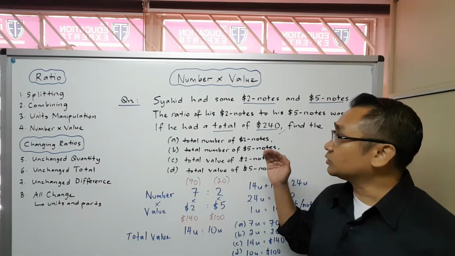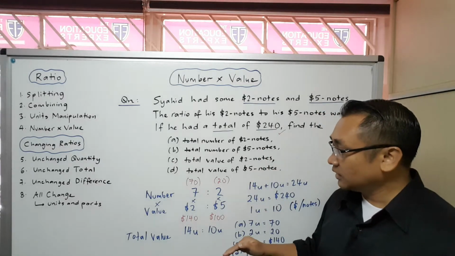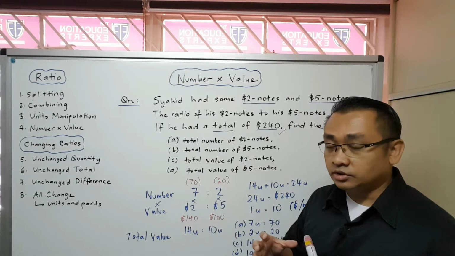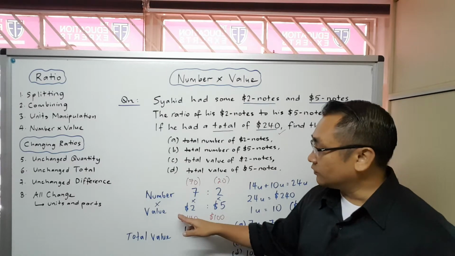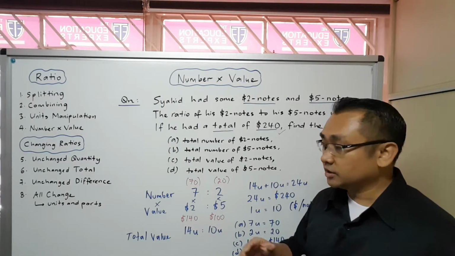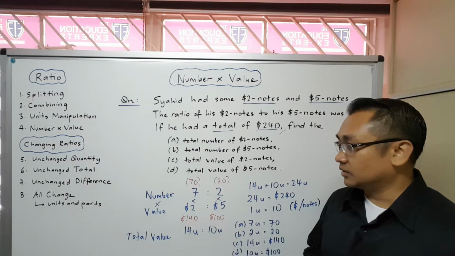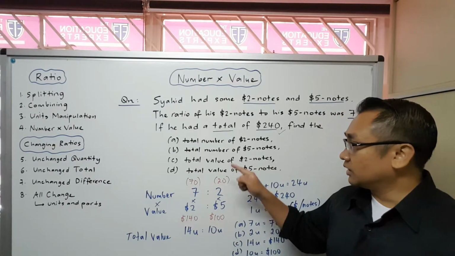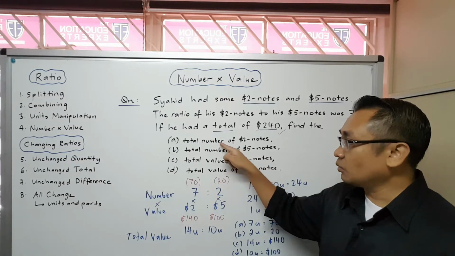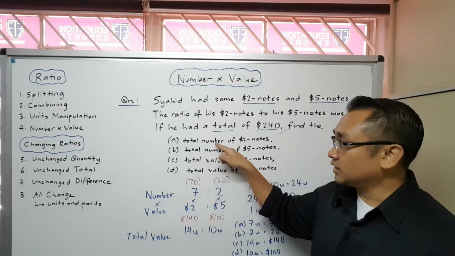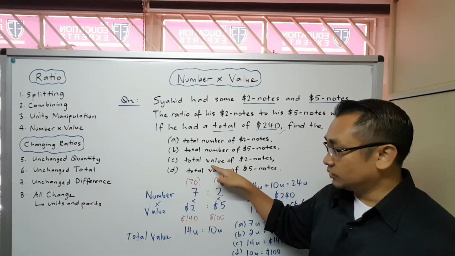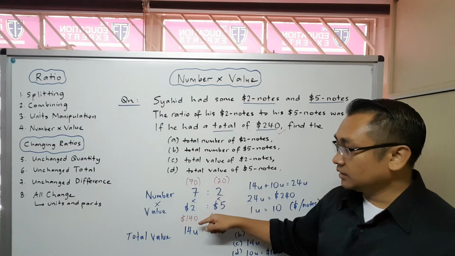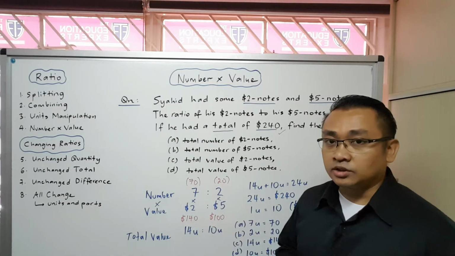I hope you have understood how to use the number times value method. Just take note that number is the quantity and value is the amount or the price. To get the total value, you take number times value. And be careful about what the question asks you to find. Is it the number or the value? You can use your 1 unit for both number and value, or even the total value.